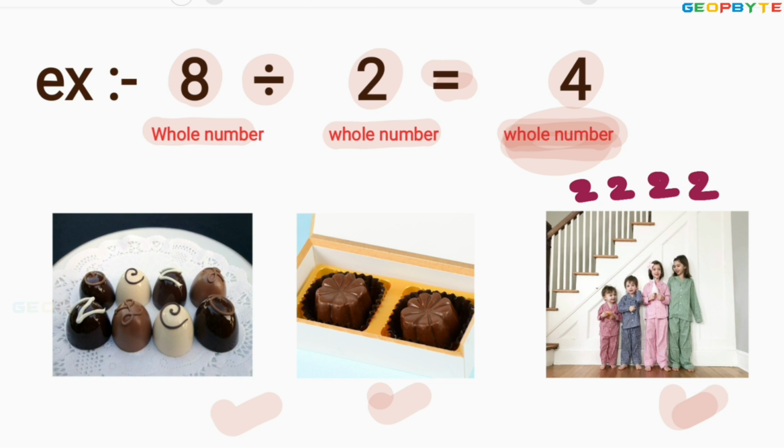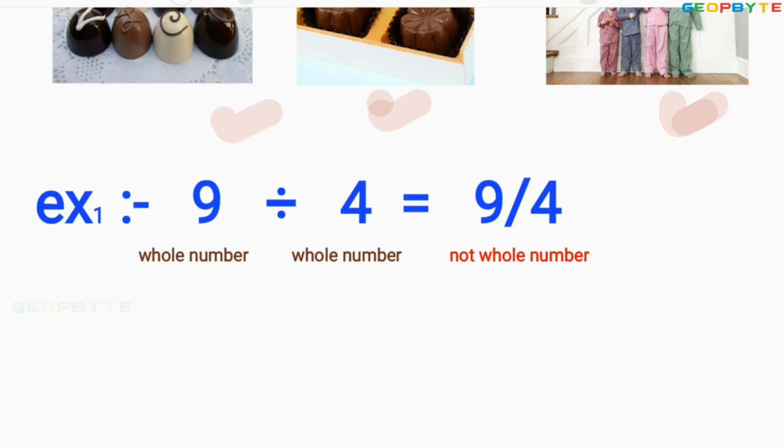Similarly, let us take one more example. Look at the other example. 9 is a whole number. 4 is also a whole number. But 9 by 4 is not a whole number. 9 is a whole number. 4 is a whole number. 9 by 4 is not a whole number.